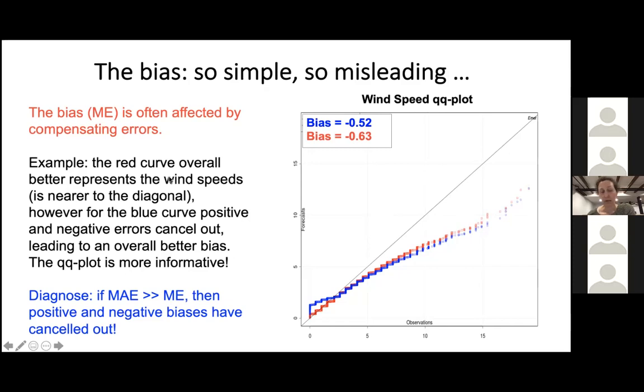One thing that we can do is to look at the mean absolute error. If the mean absolute error is much larger than the mean error, then the positive and negative biases have canceled out. So we need then to look at other diagnostics like the quantile plot to find out what happened.